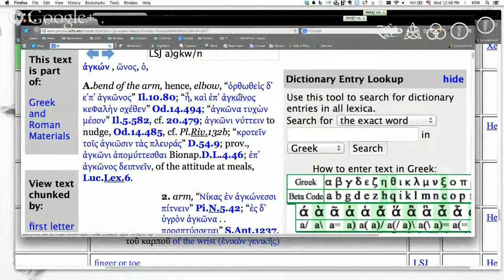So we've got the elbow, okay. Here it's used apparently in arm, but let's look at the references. So IL would be what? Iliad. OD is Odyssey. So we see a lot of Homeric uses, right? We've got D, which is Demosthenes, a 4th century orator. Diogenes Laertius is that. Okay, so we've got those uses of it.